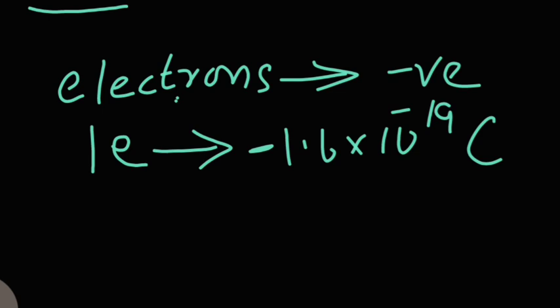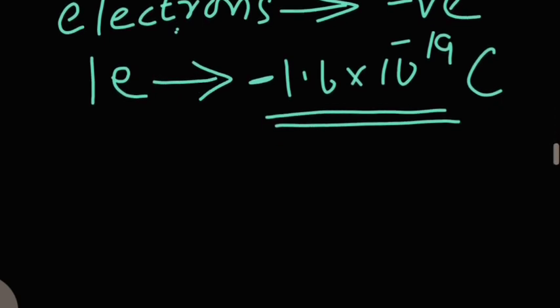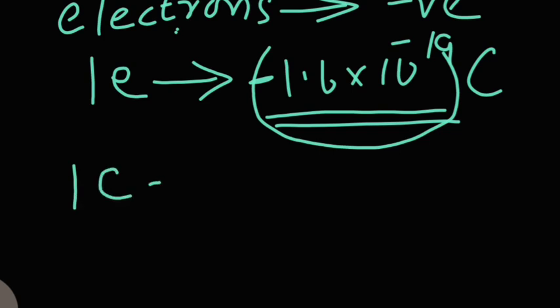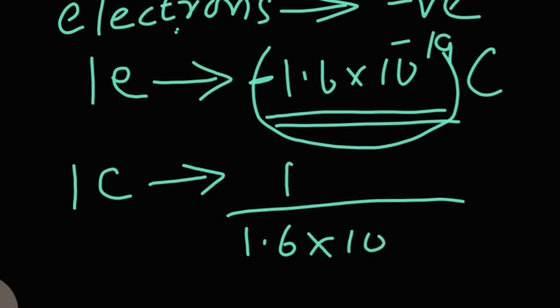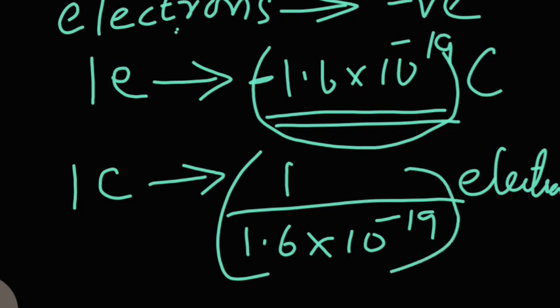So one electron will be having 1.6 into 10 raised to minus 19 coulomb. Actually from this we can define 1 coulomb. One electron is having this much amount of coulomb, so what will be 1 coulomb? Using mathematics, you can easily find out. 1 coulomb will be the charge on how many electrons? 1 upon 1.6 into 10 raised to minus 19 electrons.